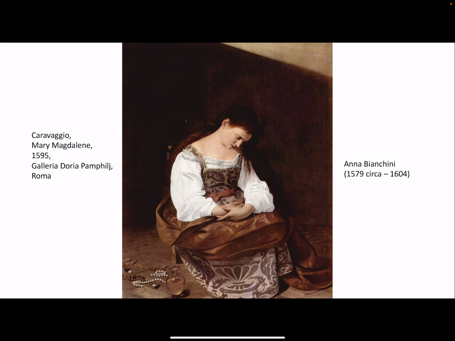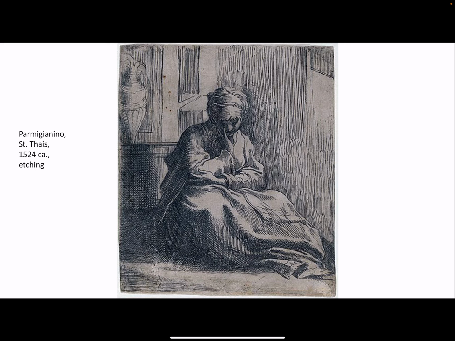The pose, meditating and sad, of Mary Magdalene is based, to me, on a famous print by a painter from Parma, Emilia Romagna. This is an etching by Parmigianino, 1524, picturing another prostitute and saint, Saint Thais.